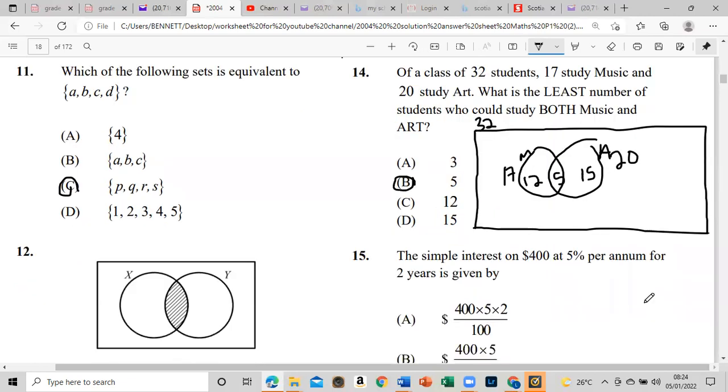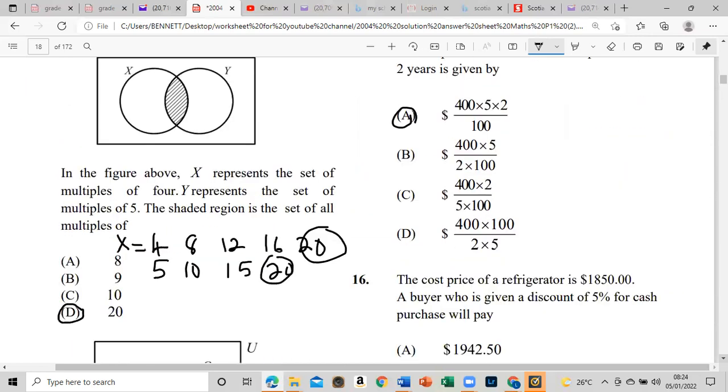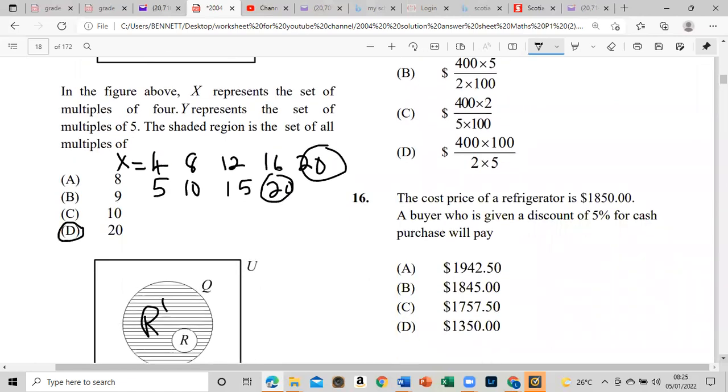Alright, so the simple interest of $400 at 5% is given by principal times time times the rate. The cost price of a refrigerator is $1,850. A buyer who is given a discount of 5% for cash purchase will pay, so we go with 95%, because if you get a 5% discount, you have to pay 5% less, right?